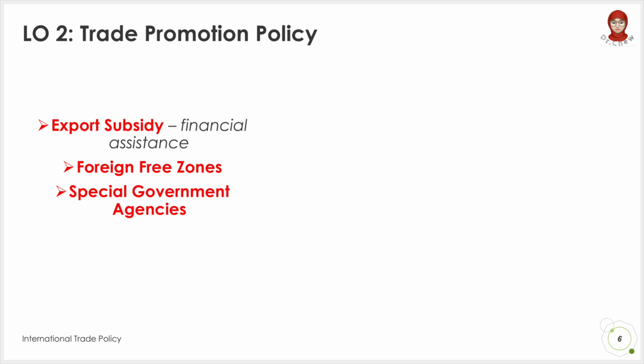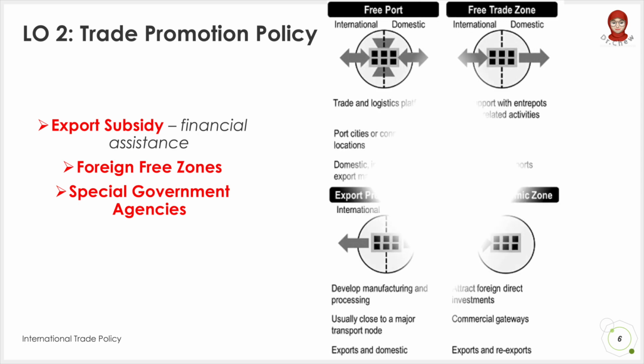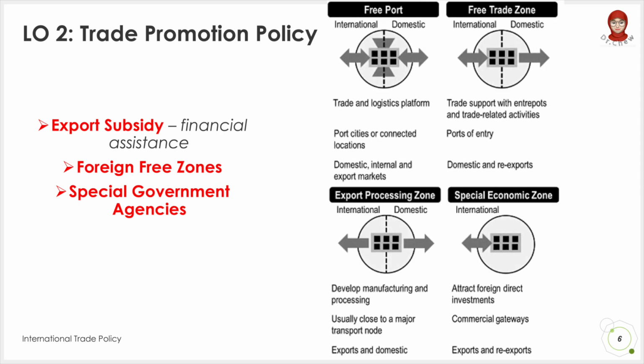Next, foreign free zones, which refer to designated geographic regions through which merchandise is allowed to pass with lower customs duties or taxes, or with fewer customs procedures. There are four major types of free zones, that is, free ports, free trade zones, export processing zones, and special economic zones. These free zones allow components to be imported at a discount from the normal duty levied.